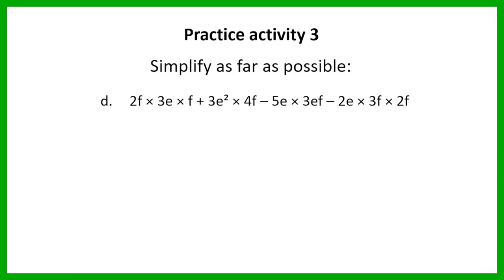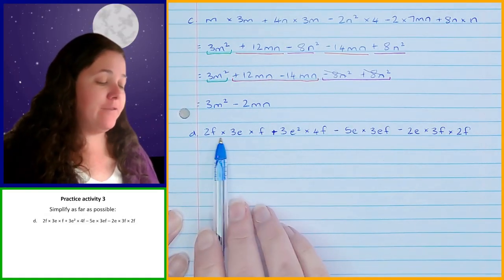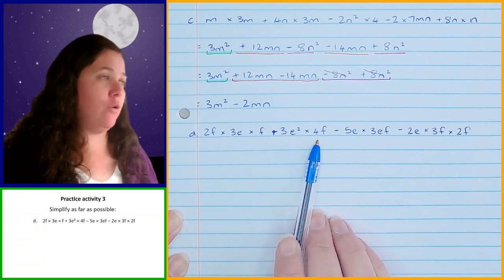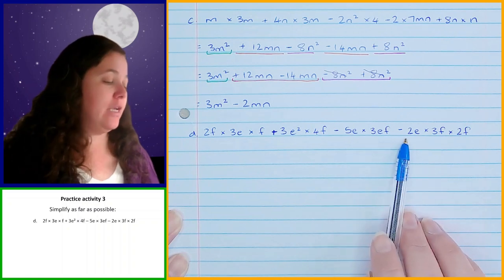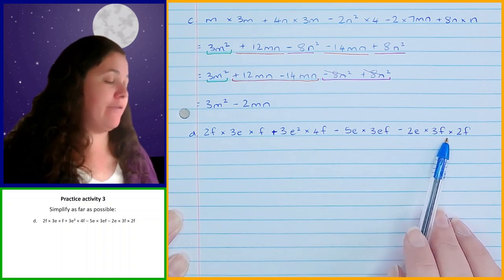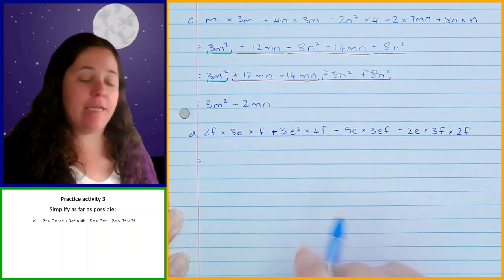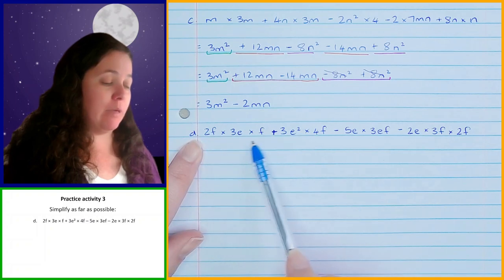Okay, so let's go through that example. So in this question, we had 2f times 3e times f plus 3e squared times 4f minus 5e times 3ef minus 2e times 3f times 2f. Okay, so first I'm going to go and do my multiplication. So this is my first term over here. It's all of that. So I need to multiply all of that together.